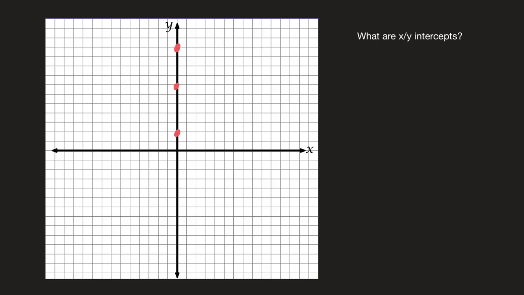If I were to look at any of these points along the y-axis, okay, that point right there would be, what would that be? That would be 0, 11. This would be 0, 7. And this would be 0, 2. This would be 0, negative 5. And this would be 0, negative 9.